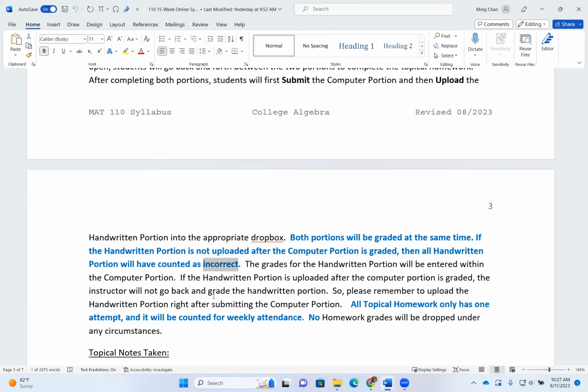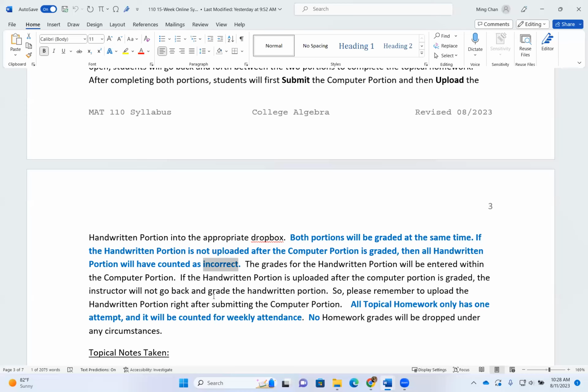I always need to keep moving forward when it comes to grading your homework and your note taking. Okay, so if you are not ready to submit either portion, then don't submit it. Because if you submit the computer portion first, I start grading it on Monday. So when I grade your computer portion and the handwritten portion is not there, then I'm counting all your handwritten portion as incorrect.